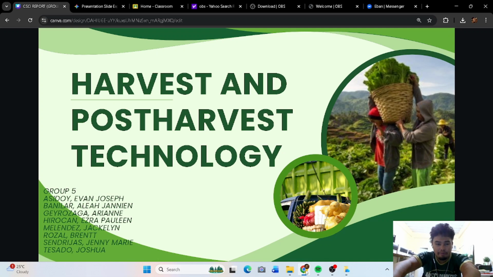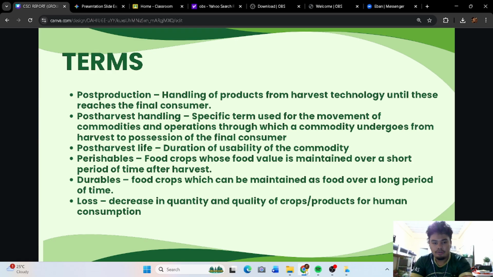Today we're going to report on harvest and post-harvest technology. So, core definitions. In post-production and handling, this introduces the journey of a product from the moment of harvest until it reaches the end consumer.